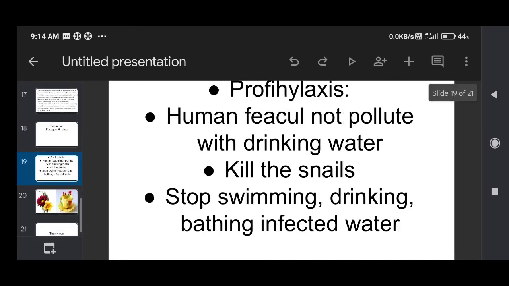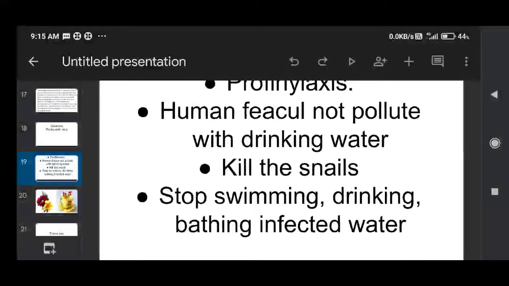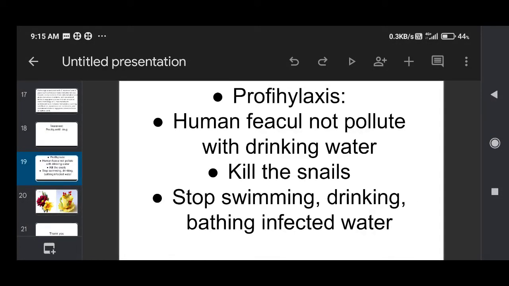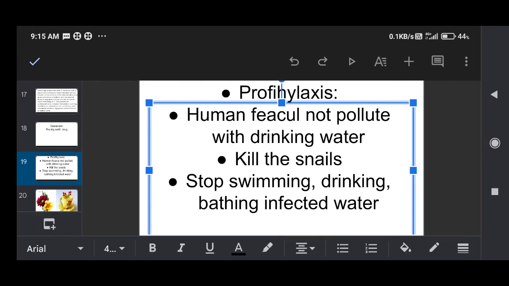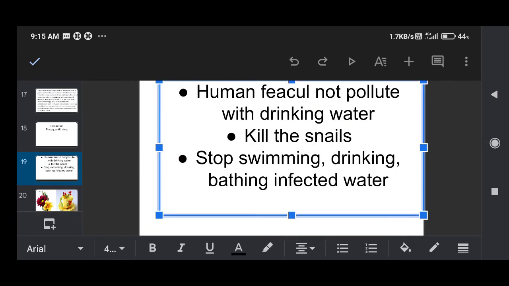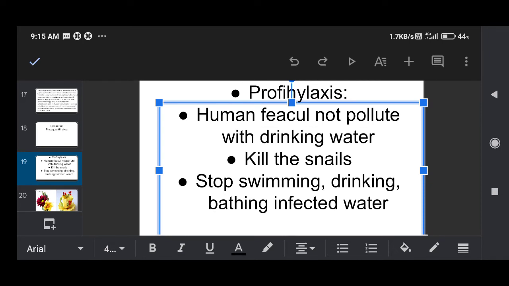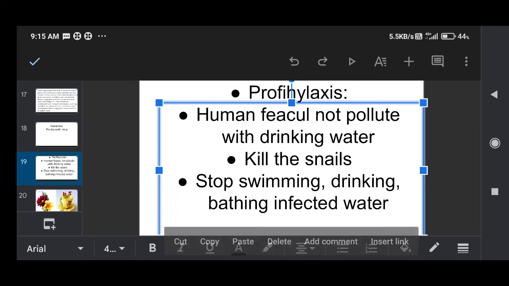Okay. Next one is prophylaxis. So how can we control it? Human fecal matter should not pollute drinking water. Generally we have to use proper institutional sanitation and personal sanitation, so we have to use bathrooms and toilets, so that no fecal matter contaminates drinking water. And kill the snails. The snail is the secondary host, so we have to kill the snails. Another thing, stop swimming, drinking, and bathing in infected water.